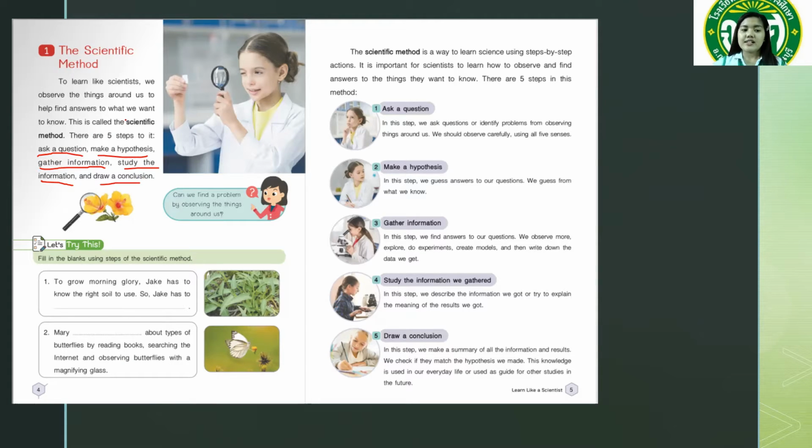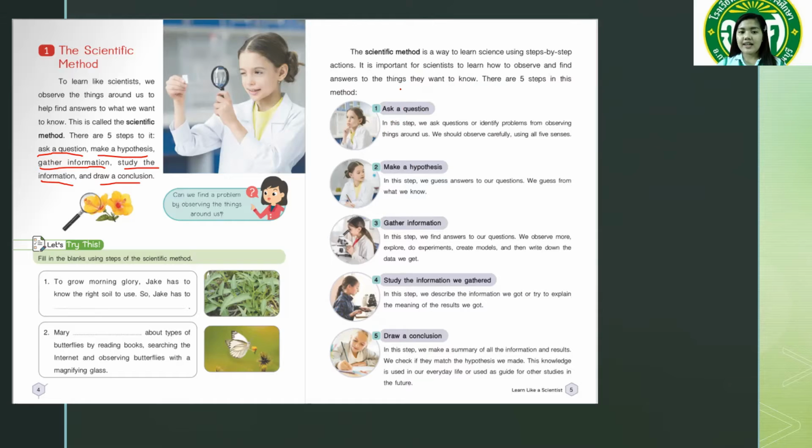All right. So before we answer this, let's further discuss the scientific method. So what is the scientific method? The scientific method is a way to learn science using step-by-step actions. It is important for scientists to learn how to observe and find answers to the things they want to know. There are 5 steps in this method.